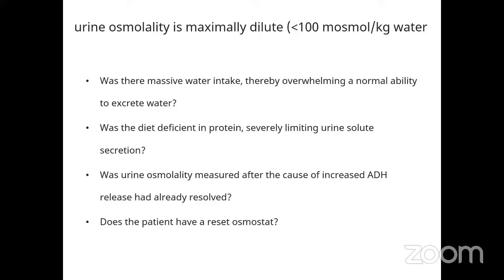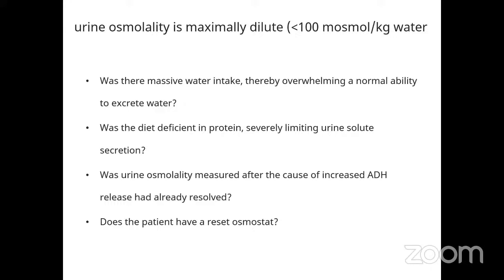As we discussed earlier, if the diet is deficient in protein and solutes, and you are taking more water with low solute, that can also produce a dilute urine. Now, if you measure the urine osmolality after you correct the cause of ADH, it can also produce a low osmolality. There is something called reset osmostat.